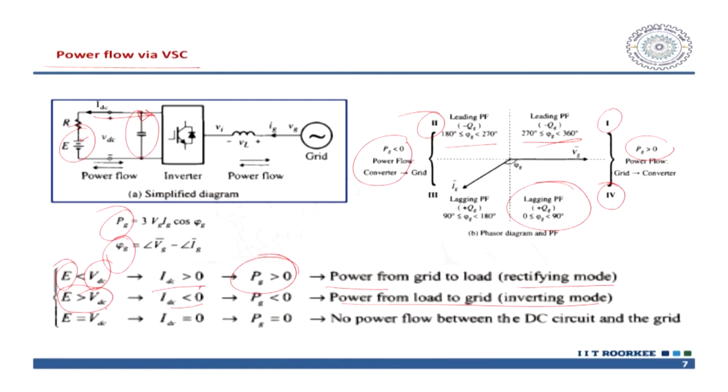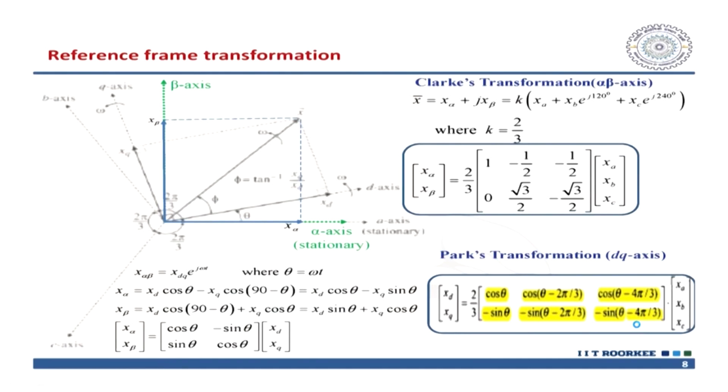So, if VDC equals VDC, then it is in a floating mode, then IDC equal to 0 and PDC also equal to 0. So, no power flow between the DC circuit and grid takes place. Now, there is an important transformation, as I was telling you, ABC to alpha beta to the dq frame.